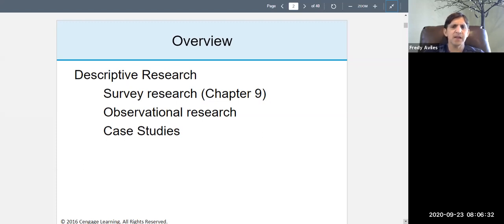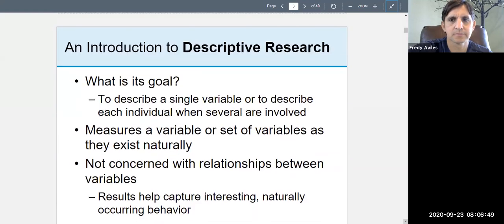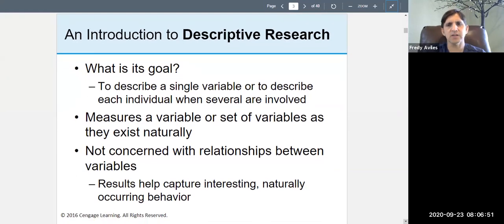And after that part, at some point we'll get to observational research and case studies, which I don't recommend that you do those. I recommend that you all do a survey. It's the easiest thing to do. Okay, so let's actually get started and talk about what a survey is. Actually, first, an introduction to descriptive research.